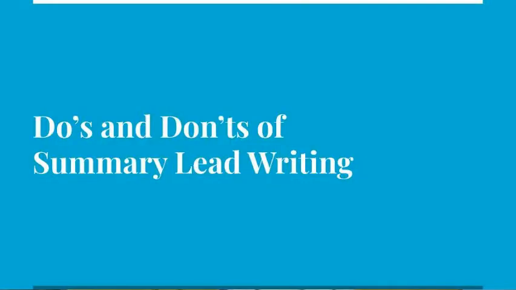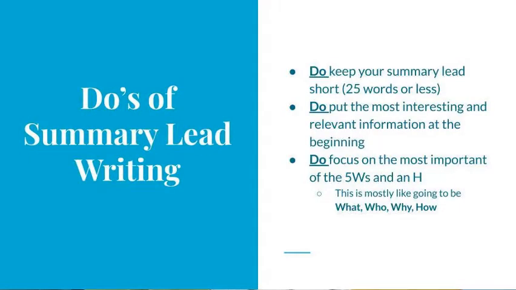To help you navigate how to write a strong summary lead, I'm going to navigate you through some do's and don'ts of lead writing. So our do's. Do keep your summary lead short. You want to try to keep it about 25 words or less. Do put the most interesting and relevant information at the beginning. And do focus on the most important of the 5 W's and an H.